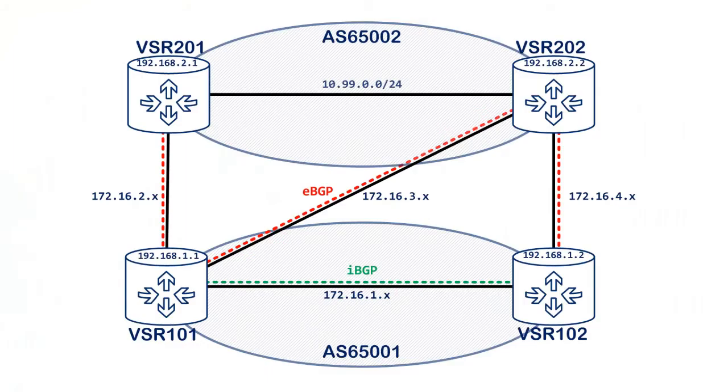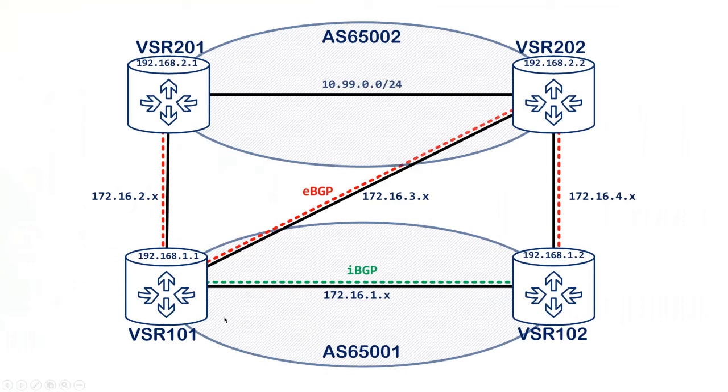Here's my demo network. So I've got four VSRs set up here. I've got two in AS65001 with IBGP between them, and then I've got two in AS65002. They do not run BGP between them, but they're both advertising this 10.99.0.0/24, and that's the target prefix.